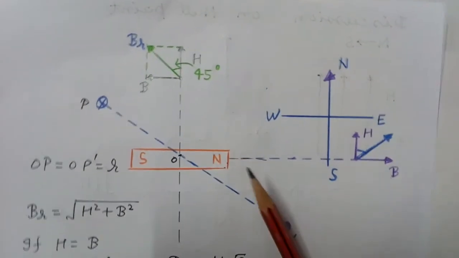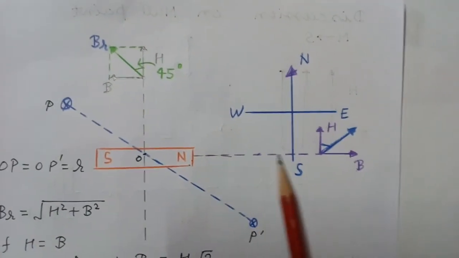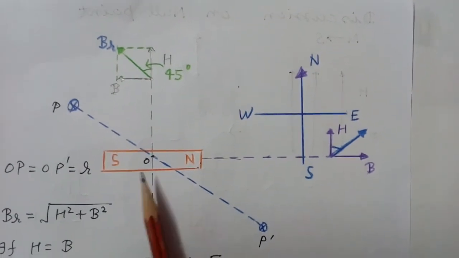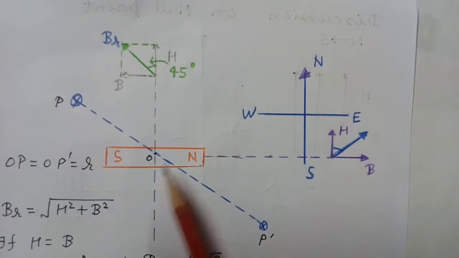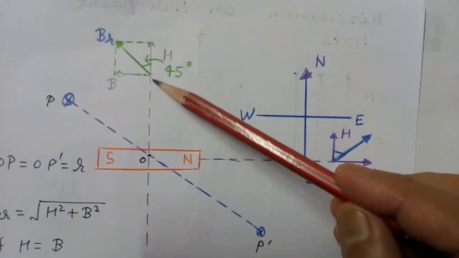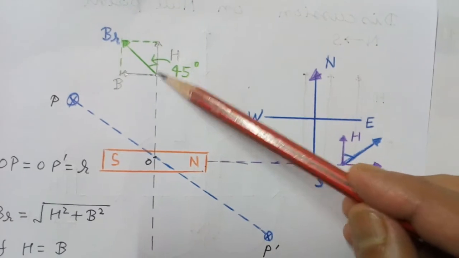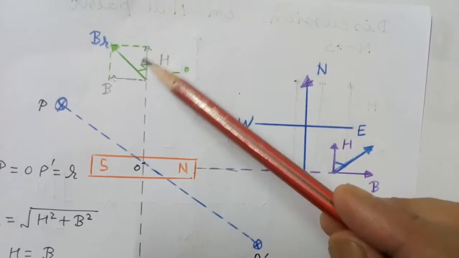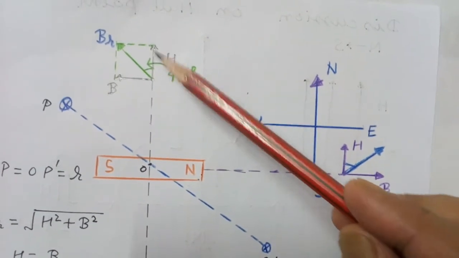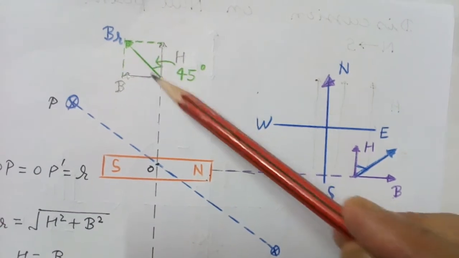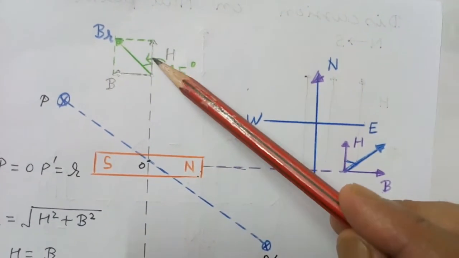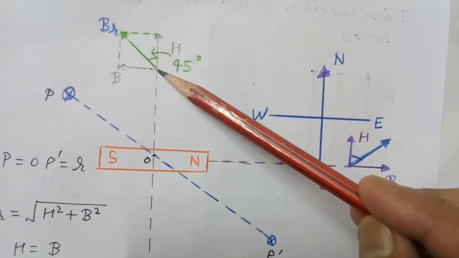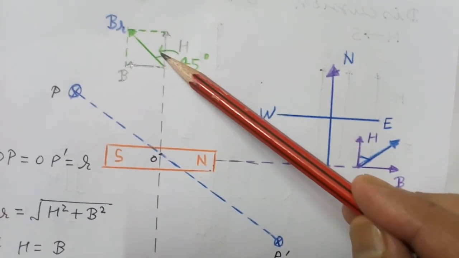Now see, if we keep the north pole of the magnet towards the east direction, so this magnet is kept along east west direction. So what will be resultant magnetic field at equatorial position when H is equal to B? So when H is equal to B, resultant magnetic field is not zero. This resultant magnetic field has some value and it is at an angle of 45 degree from the horizontal component of the earth, means from north direction.